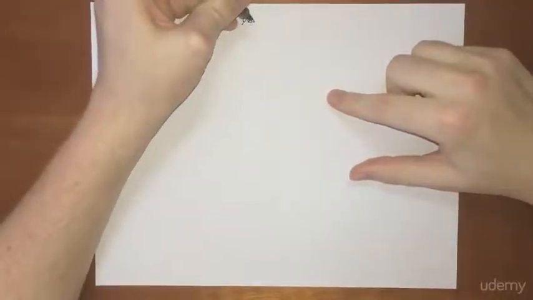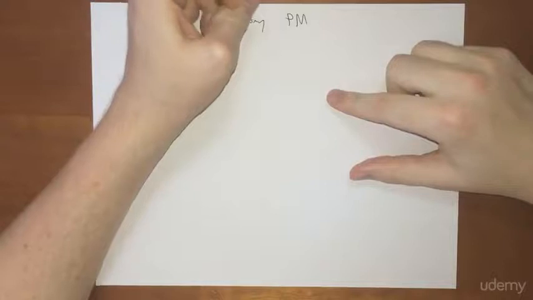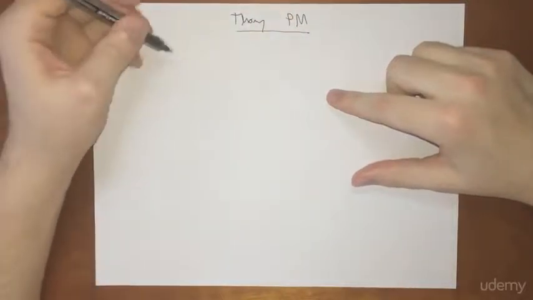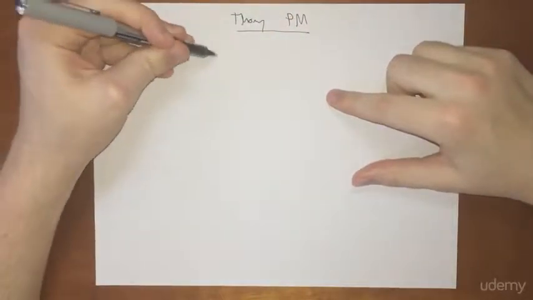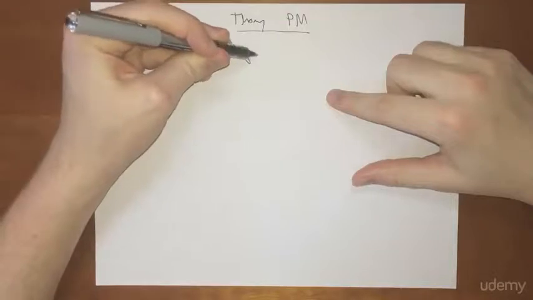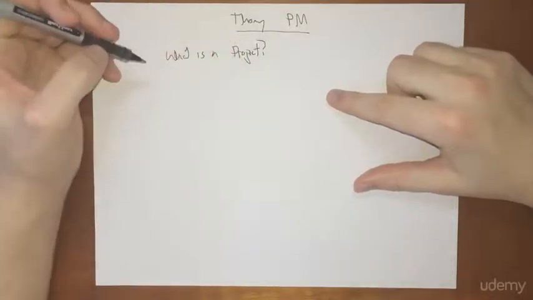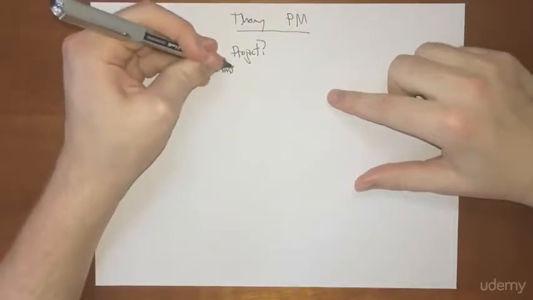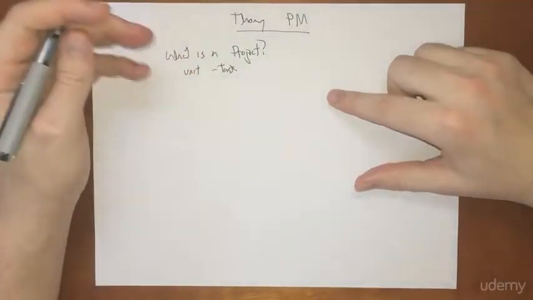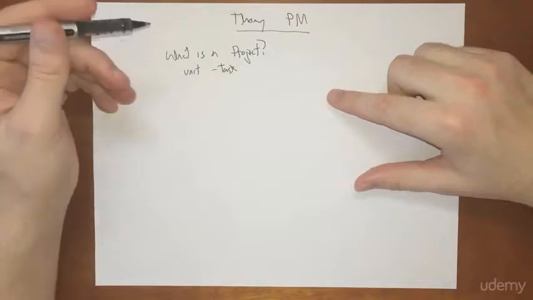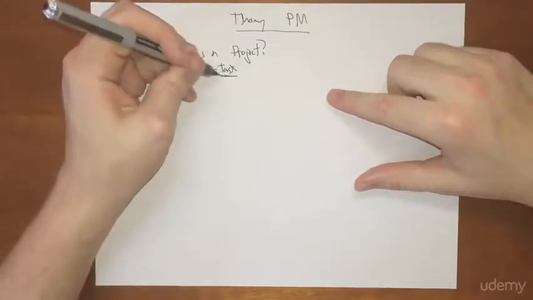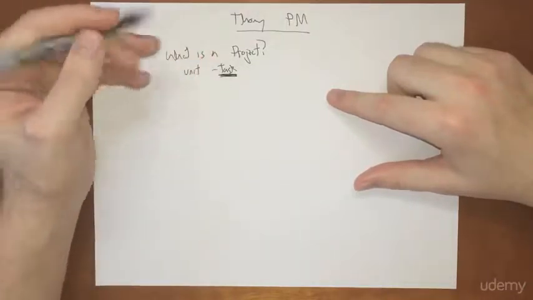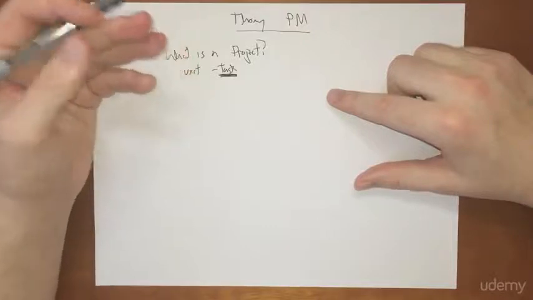Let's get a little bit more into the theory side of project management, or PM, and talk about what is a project. The basic unit of a project is a task. And this is like if you ever think about getting things done or putting things on a to-do list. Tasks are the things that go on your to-do list, generally not projects.